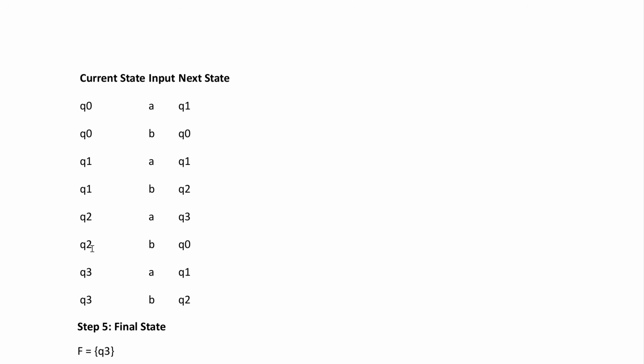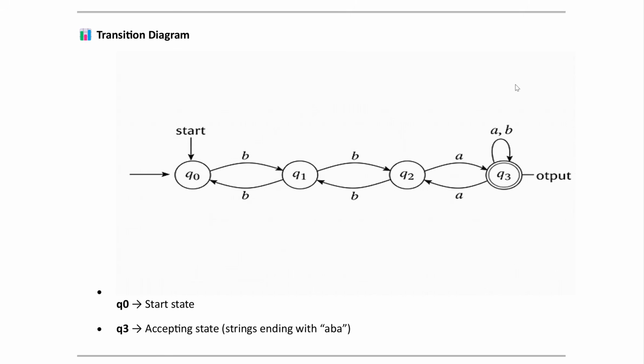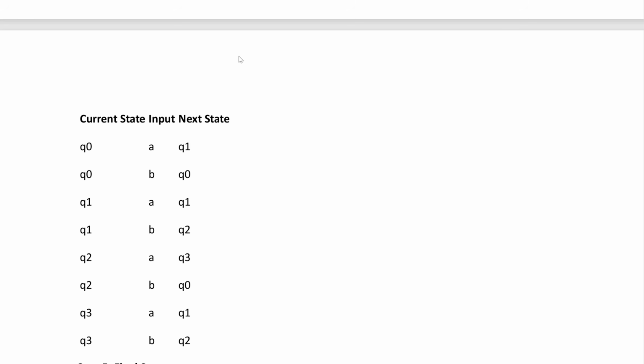When we apply A to Q2, next state is Q3. When we apply B to Q2, next state is Q0. When we apply A on Q3, next state is Q1. When we apply B on Q3, next state is Q2. So as per this transition table, you can correct this transition diagram. Half of the transition diagram is okay, but half of the transitions are not shown completely in this diagram. You can do it on your own by referring to this transition table.